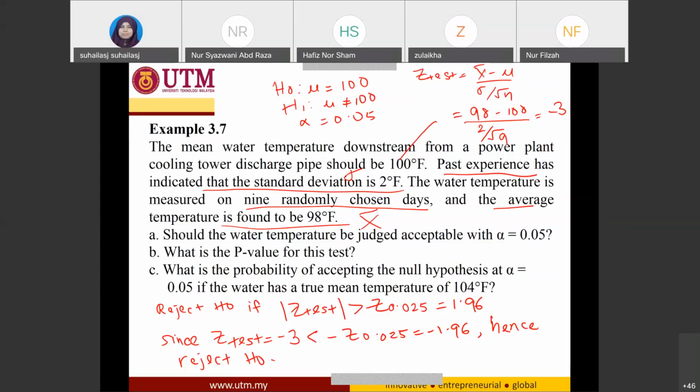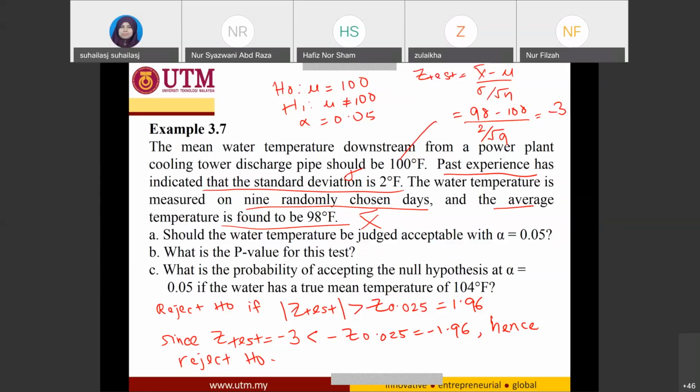Okay, the conclusion you can write on your own. Answer it back: there is evidence or there is no evidence, if you want to answer like that. So that means you reject your null hypothesis, mu is equal to 100. So you conclude that mu is unequal to 100. So that means there is no evidence to indicate that the water temperature can be acceptable. You can elaborate a bit from there: the water temperature should be 100. So that is the conclusion.